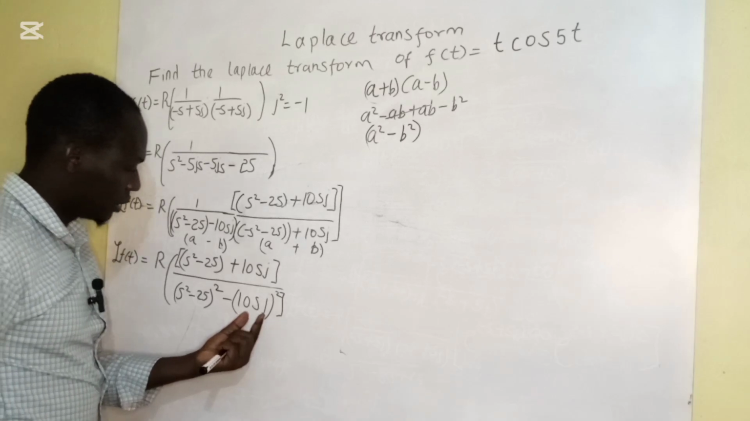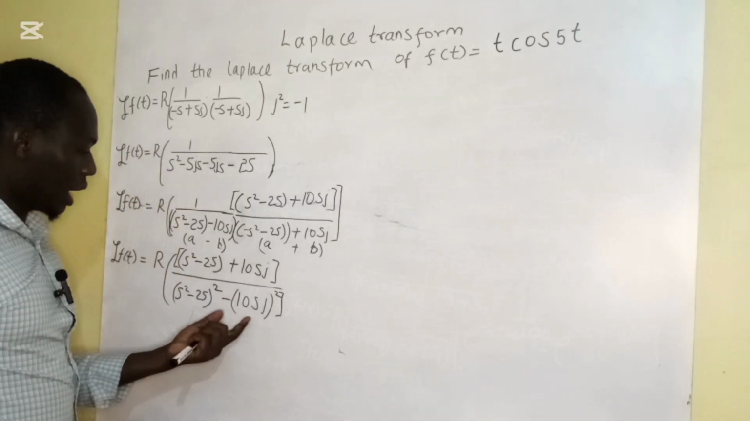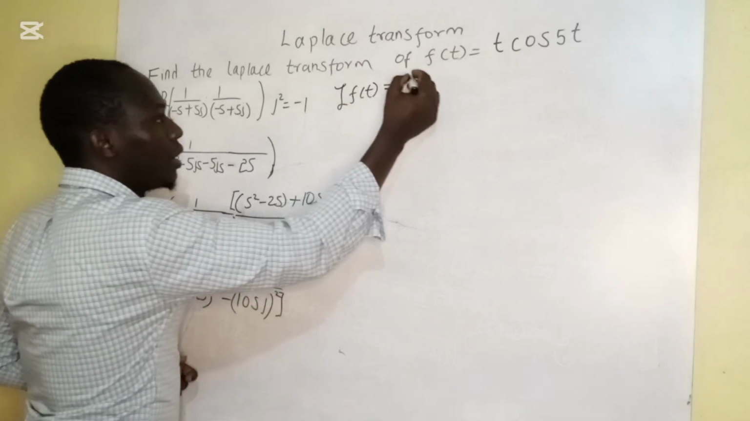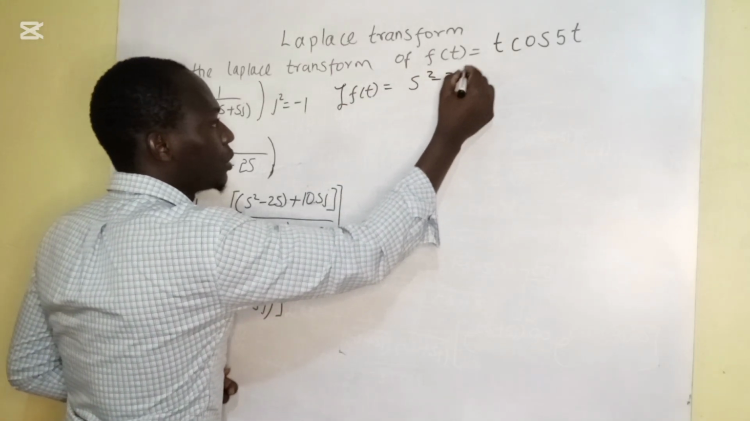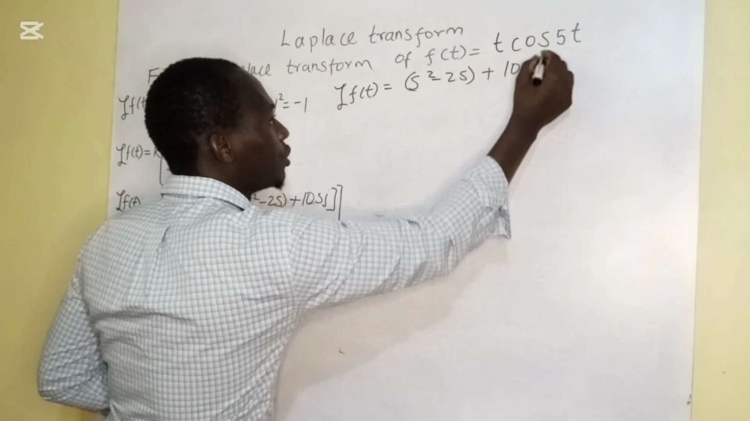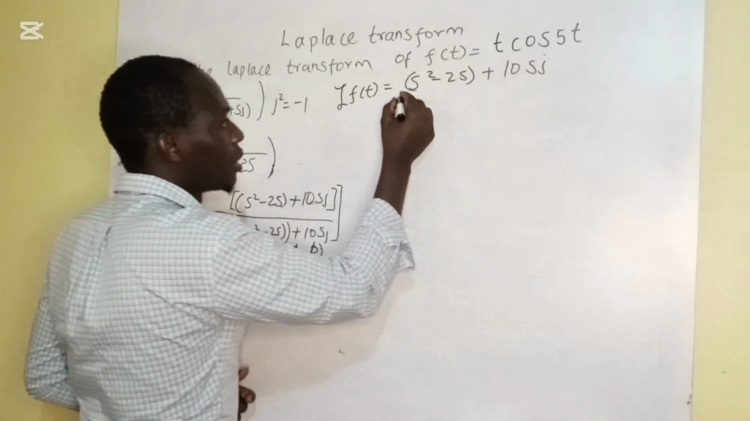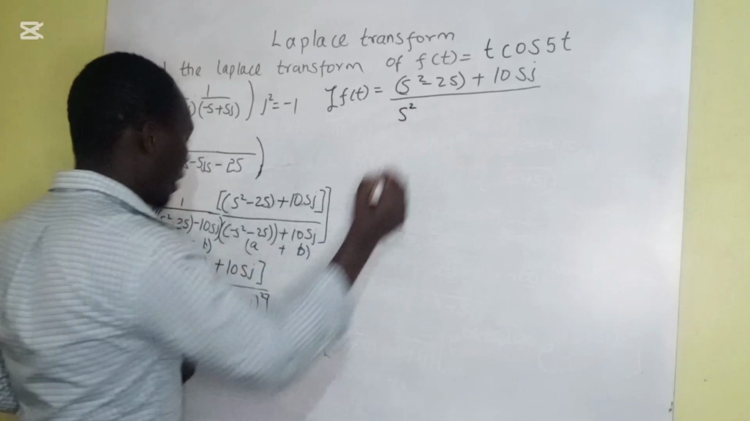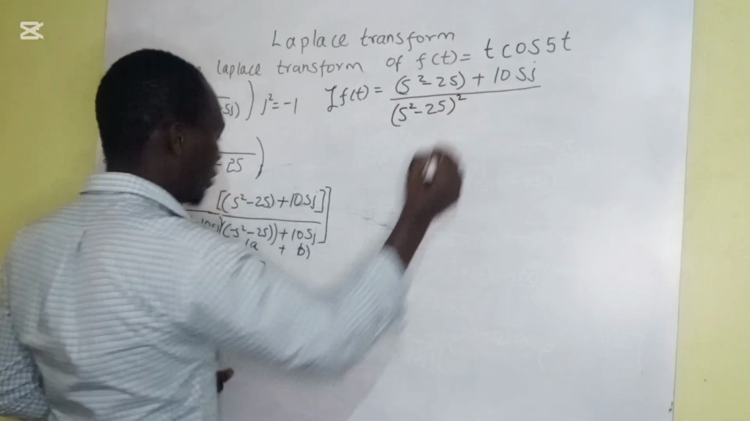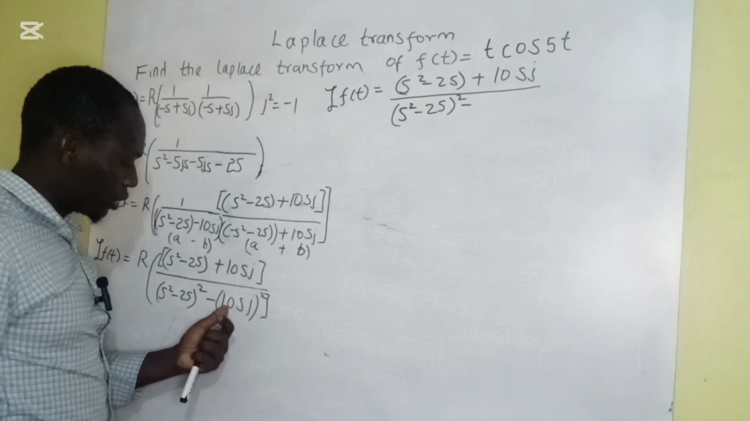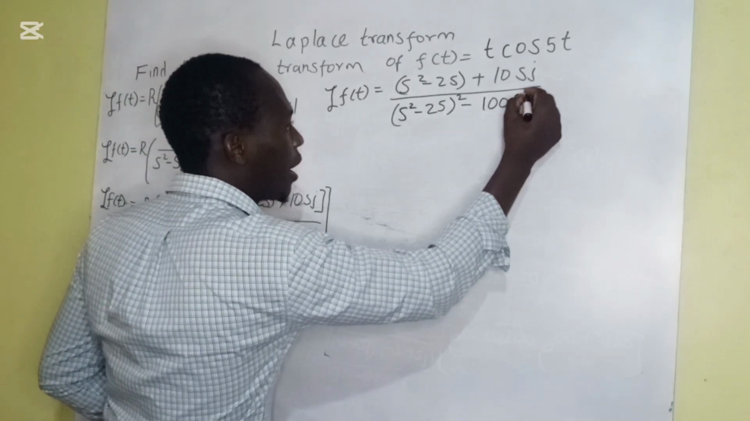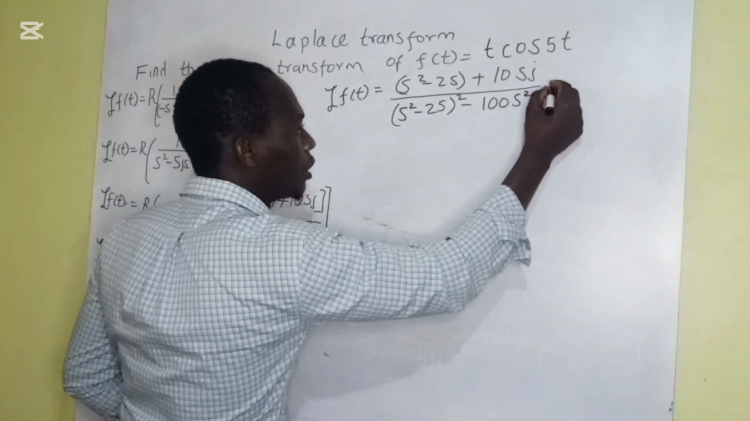Here on our denominator, we are going to have the Laplace transform of our function f of t is going to be equals to s squared, we subtract from 25, we add to 10sj, all over s squared, we subtract from 25, everything squared, we subtract from, here we are going to have 100 because of 10 squared, s squared, and here we are going to have j squared.